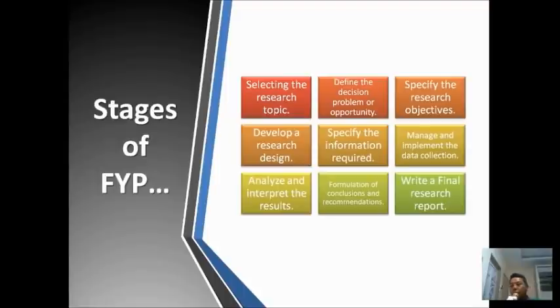And of course, while doing your conclusions and recommendation, it will match back to the objective because you want to conclude that the objective has been met or certain objective has not been met. And then final research report. So that's all.